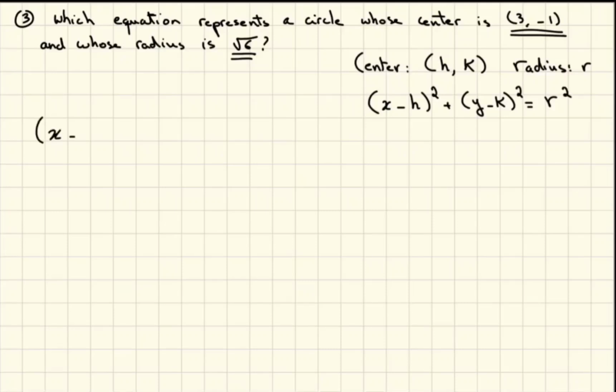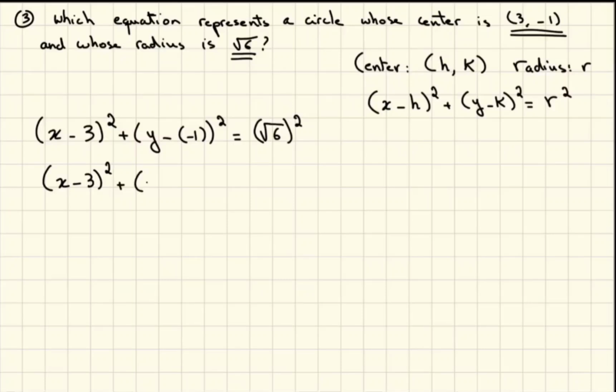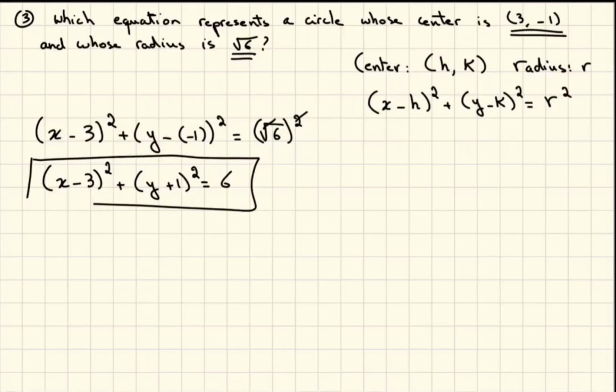x minus h, in this case, is x minus 3, so I write (x minus 3) squared plus y minus k, in this case, is y minus minus 1. If you know that y minus minus 1 is directly y plus 1, you will write that directly, equals radius squared, so radical 6 squared. My final answer will be: (x minus 3) squared plus (y plus 1) squared equals, the square and the radical cancel, and we get 6. This is the equation of the circle.